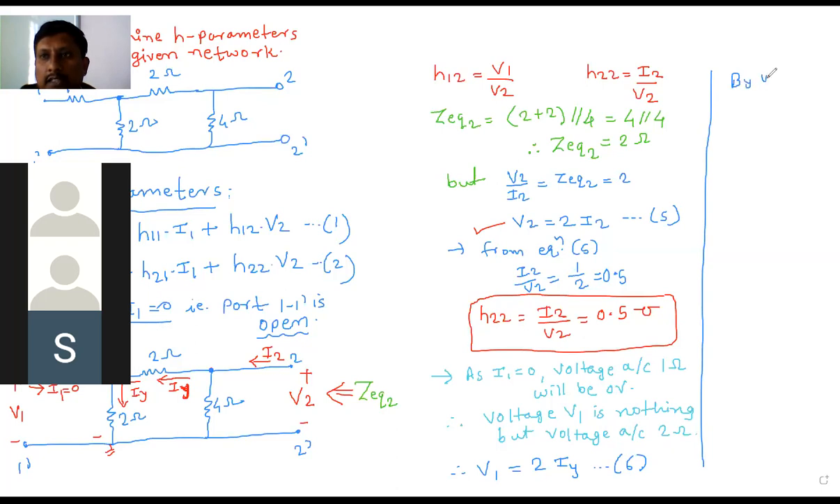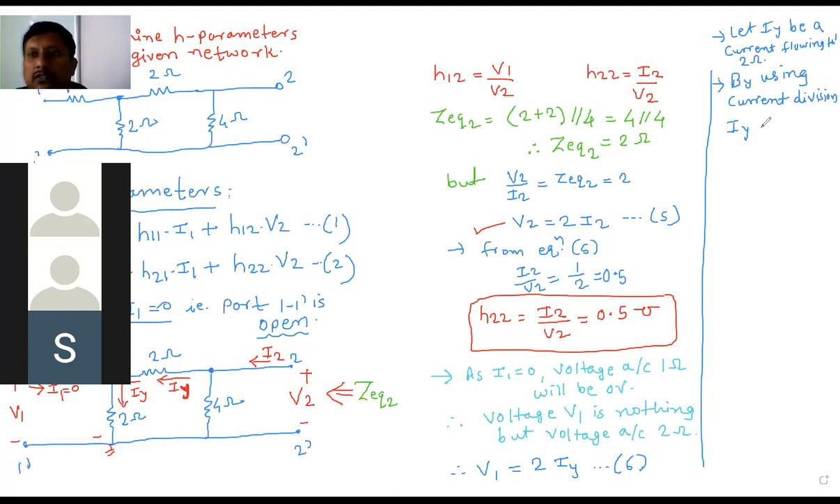So by using current division, we can find the Iy value. Before that, you can write one sentence: let Iy be the current flowing through the 2 ohm. Then you can use current division to find Iy. Iy is equal to the total current I2 into the opposite branch resistance, sorry, the opposite branch resistance is 4.